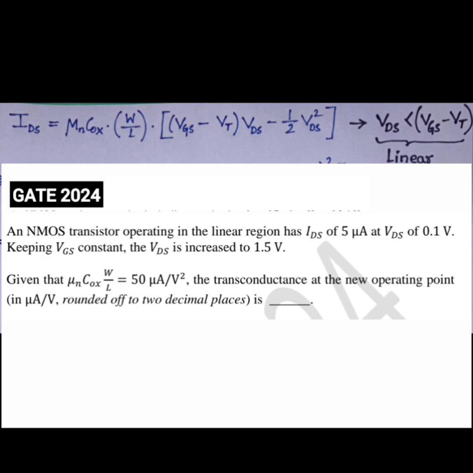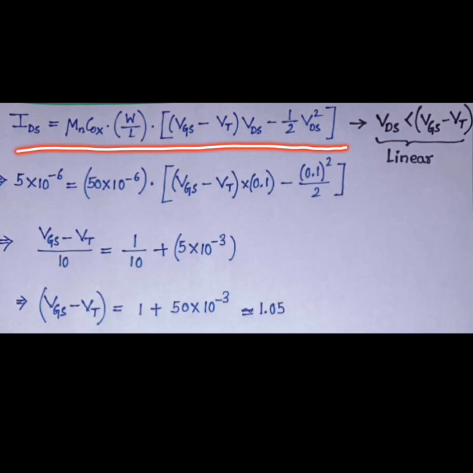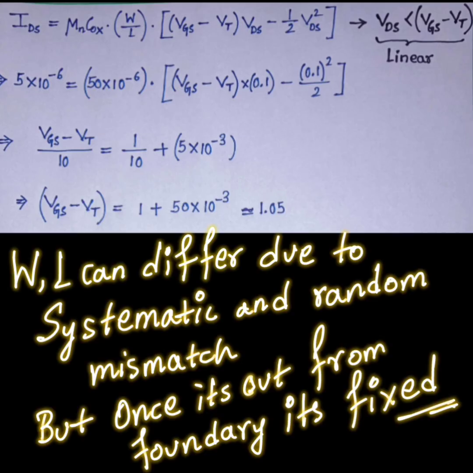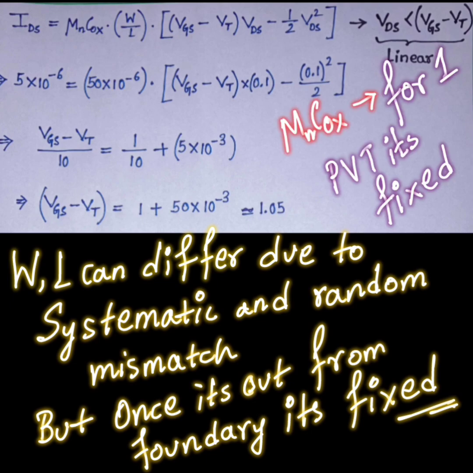So the NMOS is already biased in the linear region, it has been said. So you know the equation that IDS is equal to mu n into COX into W by L into the overdrive voltage into VDS minus half VDS square, which is given in the equation. Now if you just put the value that IDS is equal to 5 micro, and your mu n COX into W by L, W by L is not changed and mu n COX is also not changed because W and L are the device dimensions, already it has been fabricated. Now your effective width and effective length you have got.